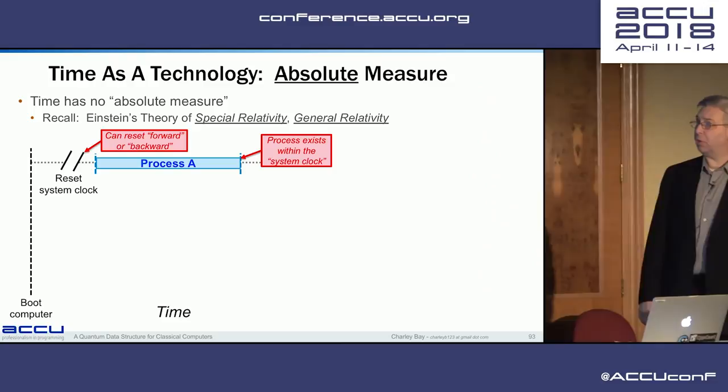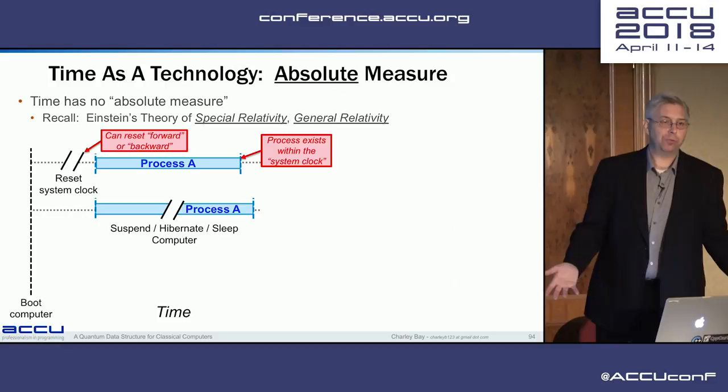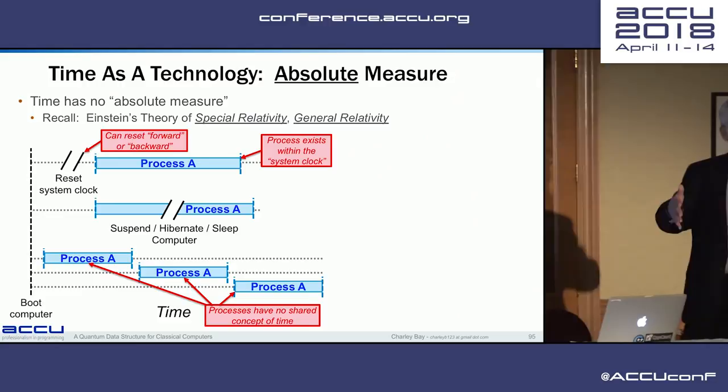Well, you could suspend or hibernate your process, or you could just reset the epoch while your process is running. So we're time shifting this absolute reference. There is no absolute reference. That's the whole point here. Well, if you run multiple processes and they don't share a base epoch, then they have no shared context.